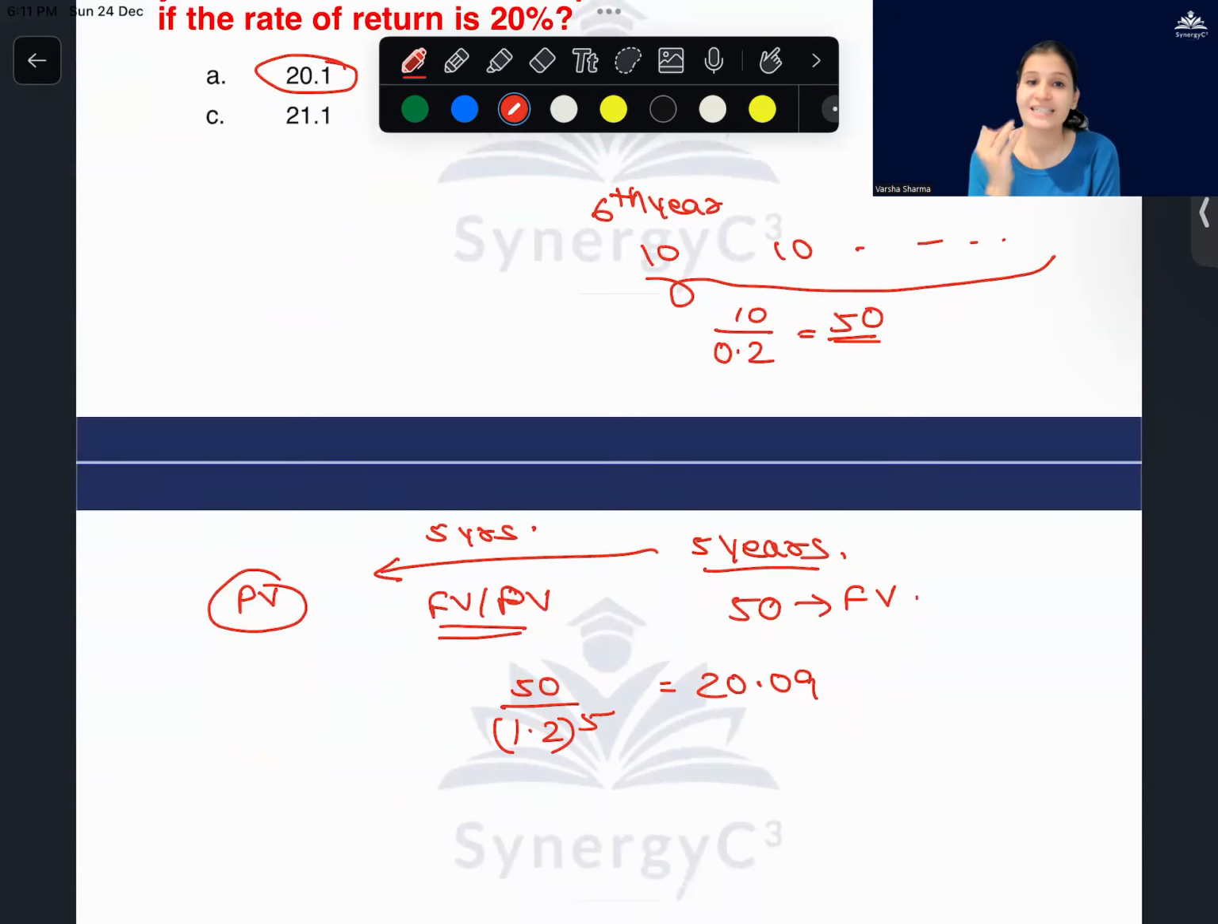So how much did I invest initially? That was how much was my present value before 5 years. So normal future value formula, present value formula: future value divided by (1 plus i) to the power n.